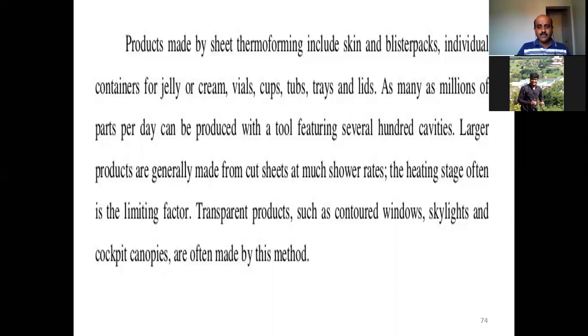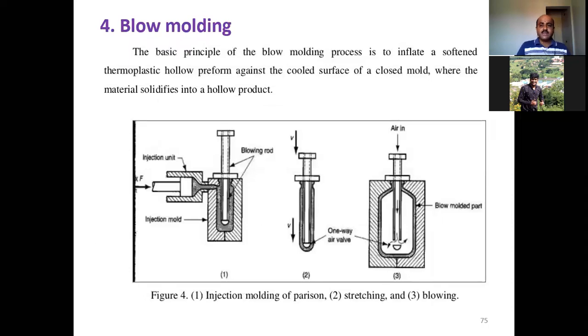You can see there are plenty of applications, from making jelly or cream containers, vials, or cups, to transparent products such as contour windows, skylights, and cockpit canopies. So there are plenty of applications for this kind of process. This is a thermoplastic process, a polymer processing technique. And next comes the fourth technique, which we call blow molding.